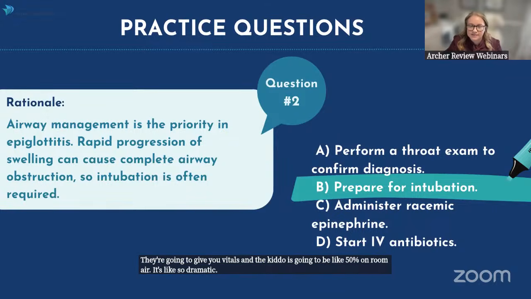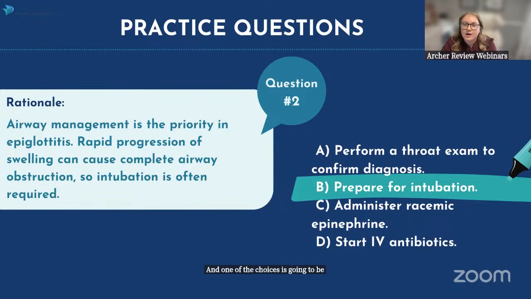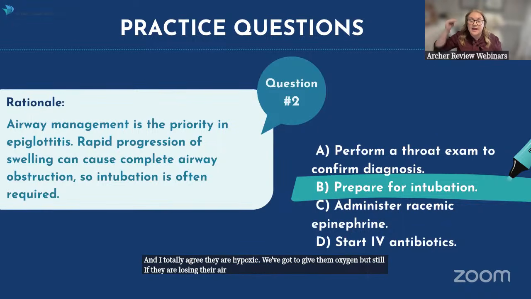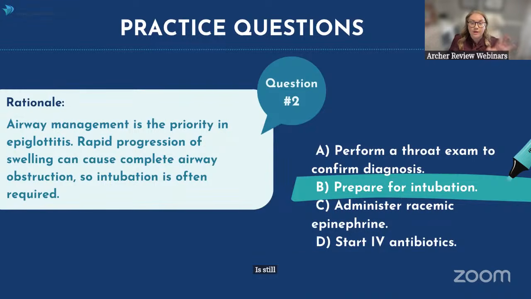And one of the choices is going to be start humidified oxygen. And you're going to be like, okay, they are hypoxic. I've got to give them oxygen. And I totally agree they are hypoxic. We've got to give them oxygen. But still, if they are losing their airway, ABC, airway's the priority, preparing for intubation, getting that emergency airway equipment is still the priority. So do not let anyone trick you, okay, guys?